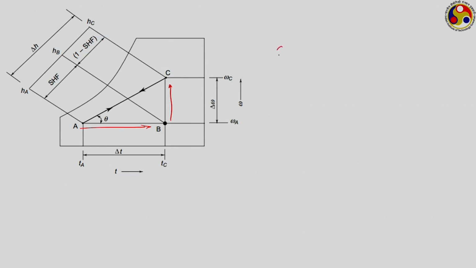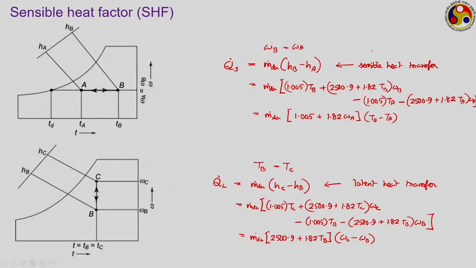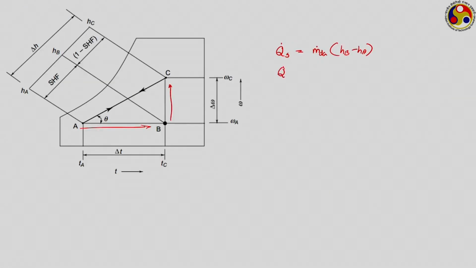During this process, the total sensible heat transfer is m dot dry air into H B minus H A, as we have seen in the previous case, whereas the latent heat transfer taking place during the second process is m dot dry air into H C minus H B. Of course, the addition of these gives you the total heat transfer Q dot T, which is Q dot S plus Q dot L, equal to m dot dry air into the final enthalpy H C minus the initial enthalpy H A, and the addition of the first two terms definitely gives you the total heat transfer.